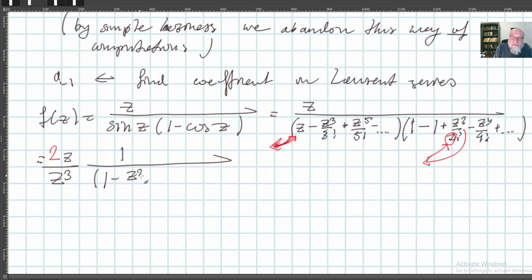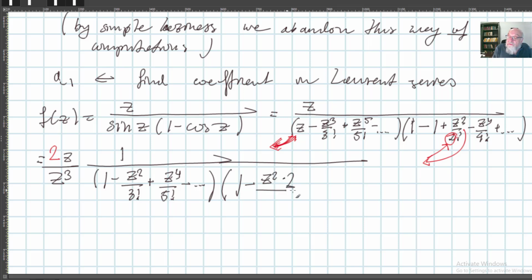1 minus z squared over 3 factorial plus z^4 over 5 factorial minus and so on. And here we have 1 again, and this will be minus z squared, but now it's times 2 divided by 4 factorial, plus z^4, sorry, this is 2 factorial, and this will be z^4 times 2.